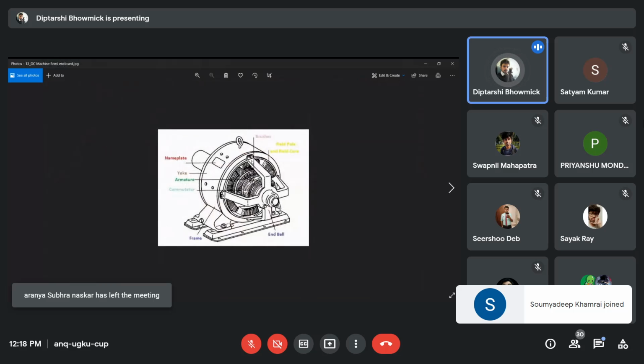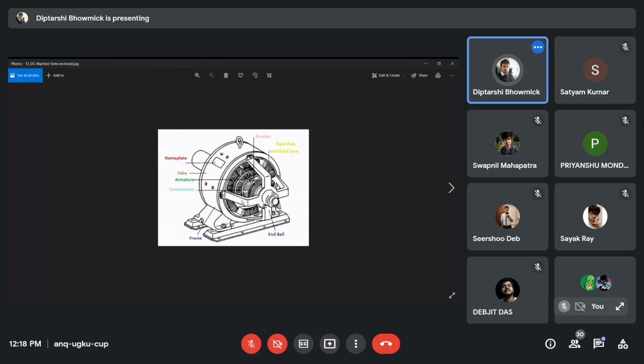This is the end frame basically. End frame means at the end, this part. This is the frame of the machine, this is the shaft, these are the stator winding, this is the rotor winding. So at the end, whatever frame part is there, that is the end frame.